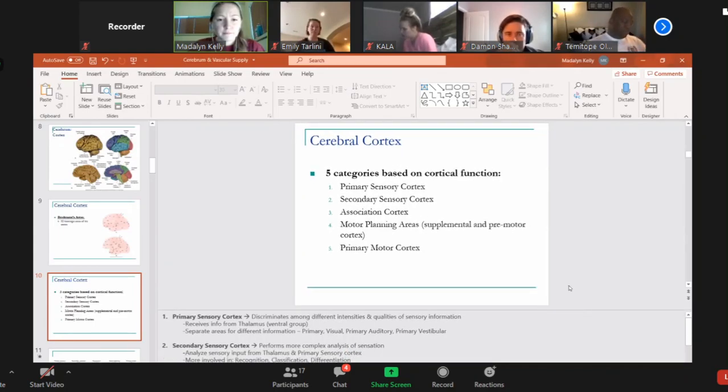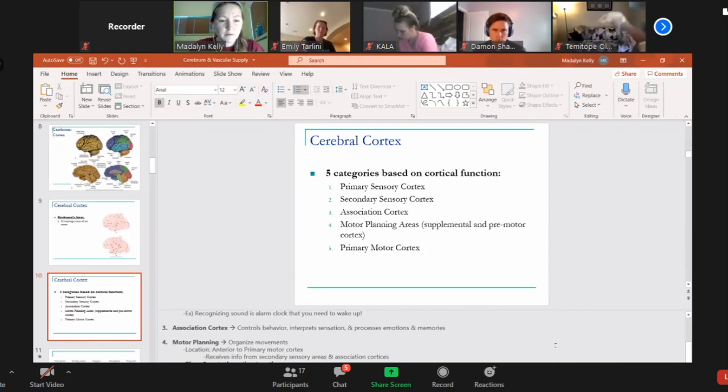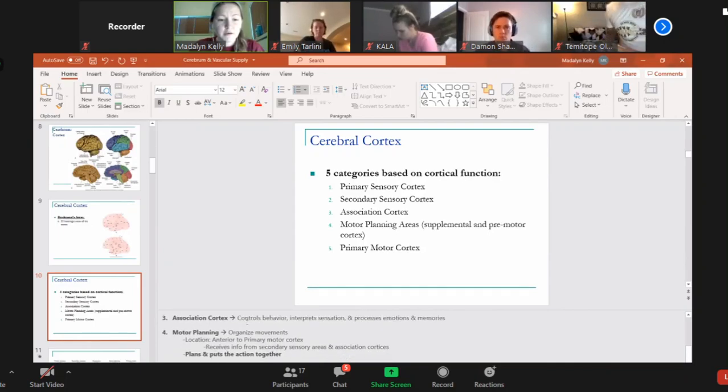So, 5 categories of the cerebral cortex. The primary sensory is going to deal with discriminating among different intensities and qualities of sensory information. The secondary sensory performs more complex analysis of sensation. It's putting the information into a context that we can recognize. Example, recognizing the sound of an alarm clock means that you need to wake up. Association controls behavior, interprets sensation, and processes emotions and memories.